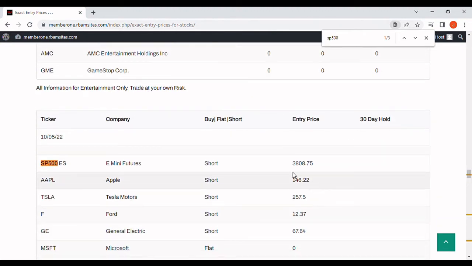Our first one we'll take a look at here is a short position, 30-day hold. These are algo generated with a moving average component. Worst case, hold 30 days, close out of the loss. Best case, take your position and cover it as soon as you get a profit. This has a short entry today at 38.08 for the SP500.